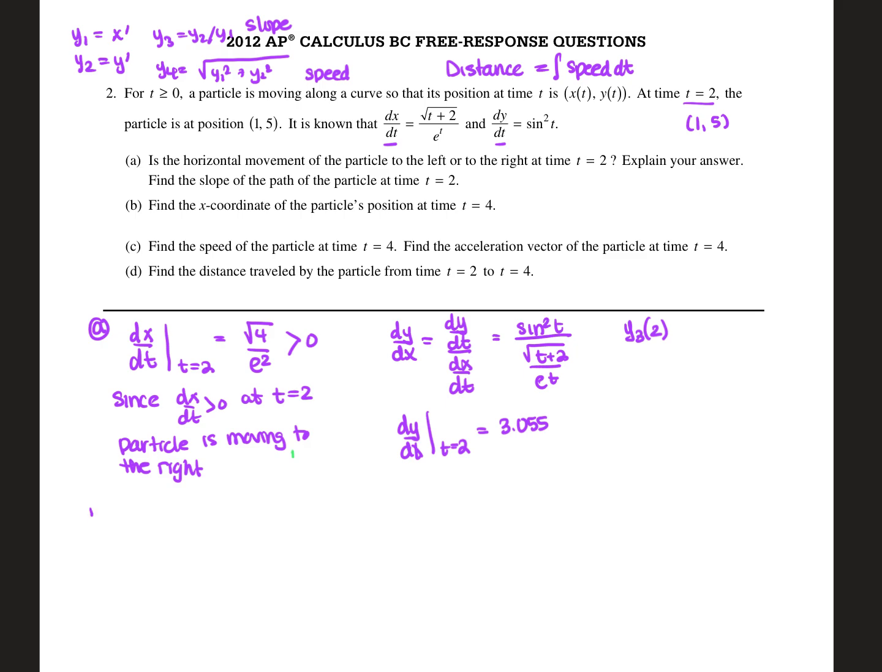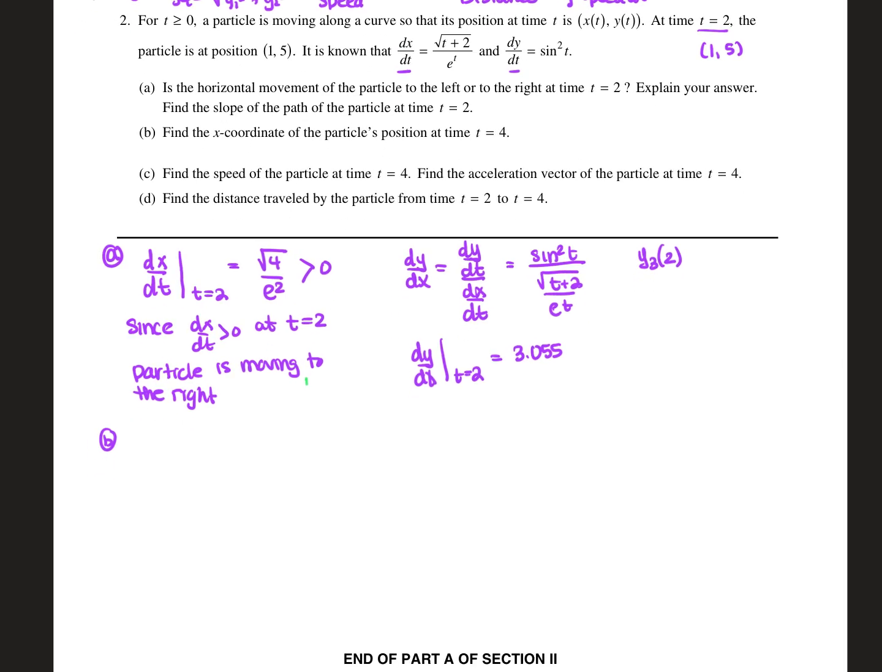Part B. Find the x-coordinate of the particle's position at time equals 4. So we want to know where our particle is in the x position at time equals 4. We use the position we started at, or a position we know, which would be time equals 2. And then we're going to talk about how the distance changes, which is the integral of velocity in the x direction.